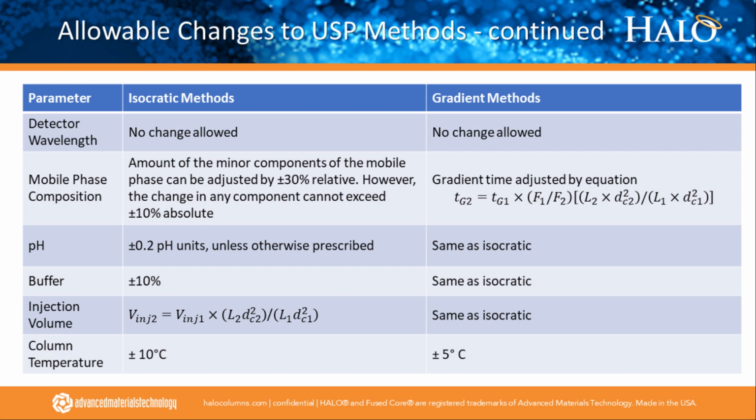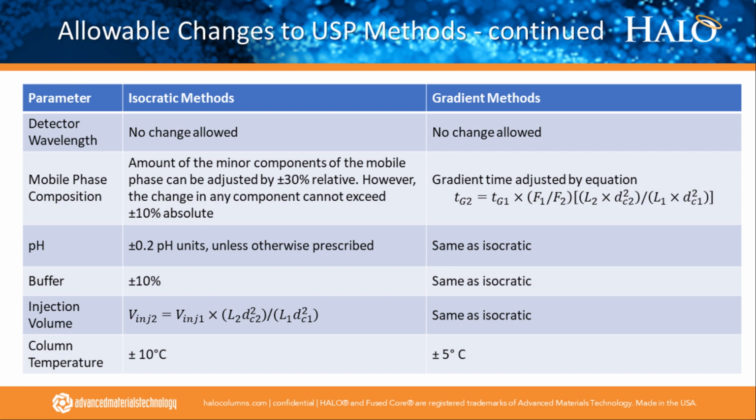The buffer can be changed by plus or minus 10% for both isocratic and gradient methods. And then the injection volume can be scaled according to this equation here, and that applies for both isocratic and gradient methods. The column temperature can be changed by plus or minus 10 degrees for isocratic methods, but only plus or minus 5 degrees for gradient methods.